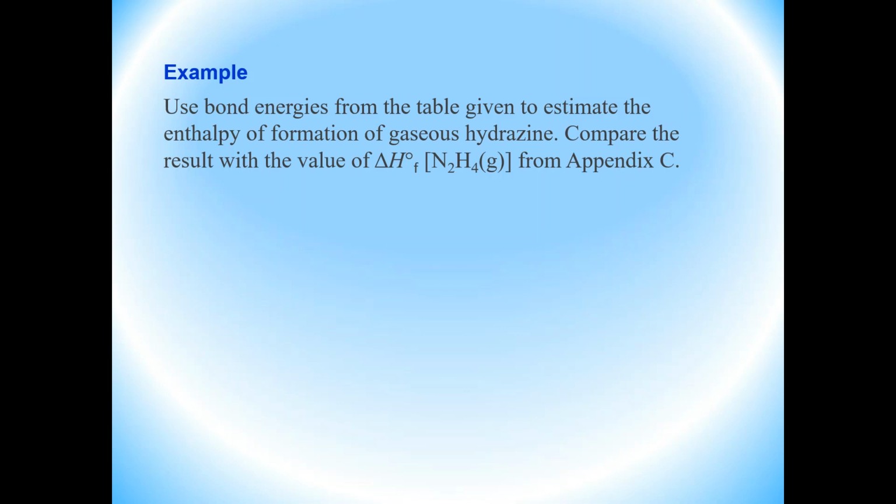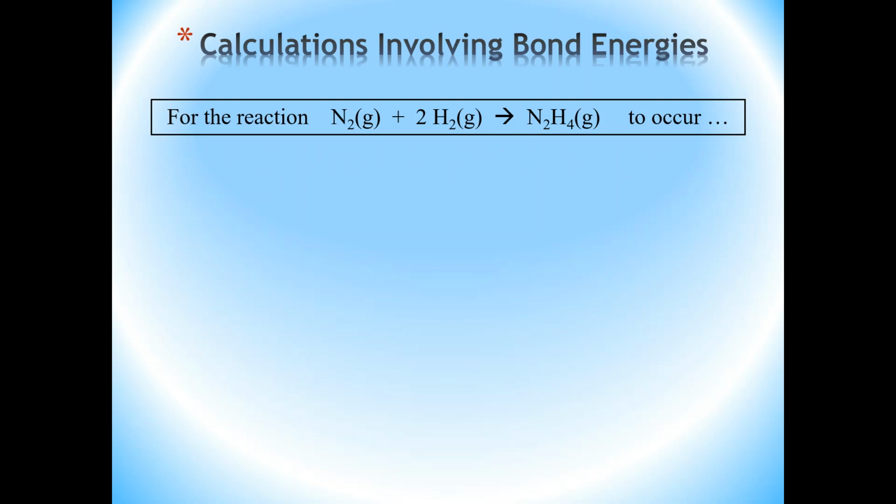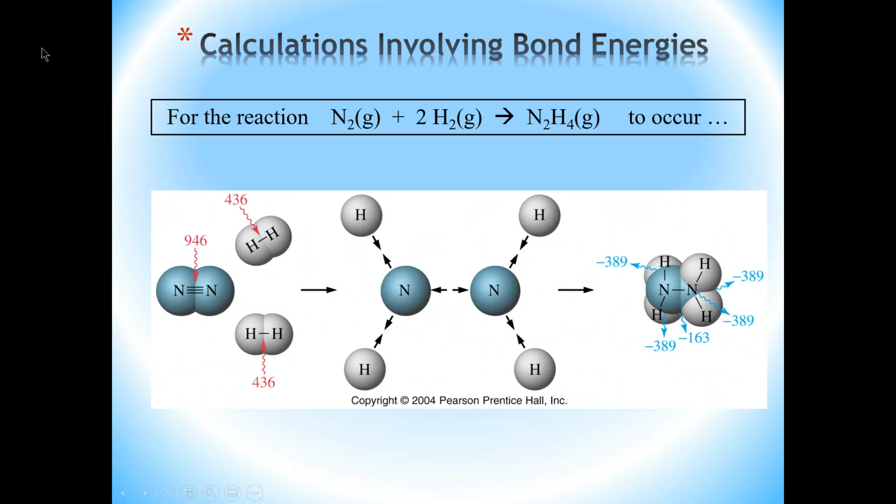The question you see here asks you to use the tables of bond dissociation energies to calculate the enthalpy of formation of this compound known as hydrazine. This is the equation for the formation of hydrazine from its elements. Using the bond dissociation energies, you're supposed to calculate the enthalpy change of this reaction. The way we do that is to first determine the Lewis structures of the different molecules. These are the Lewis structures of the two hydrogens, this is the Lewis structure of the nitrogen, and over here is the Lewis structure of hydrazine.